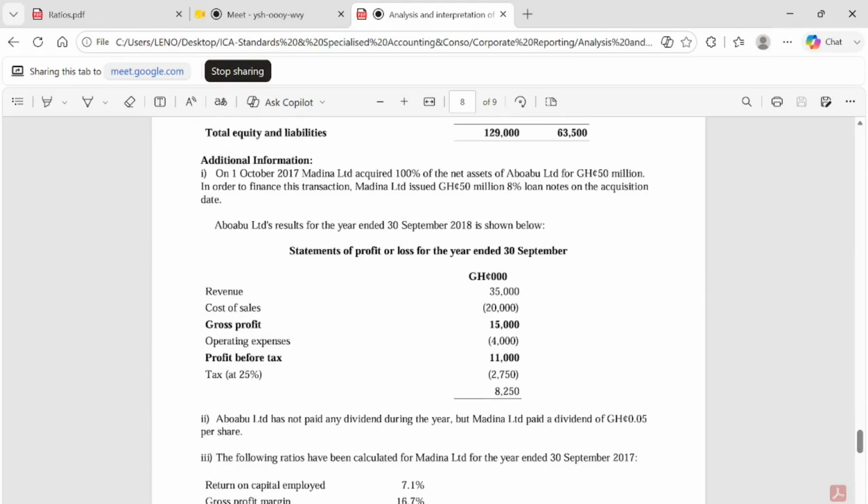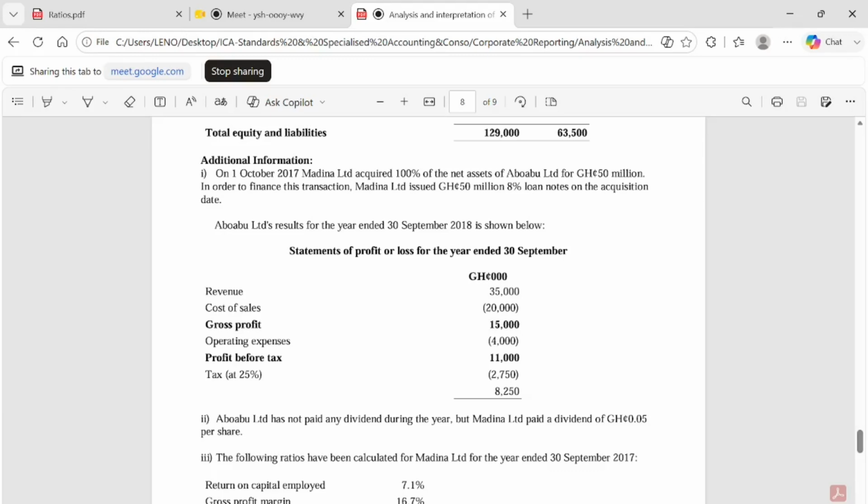It says that on 1st October 2017, what year? You take note of all that. The accounting year of the company is when? The accounting year is 30th September 2018. You take note of that.